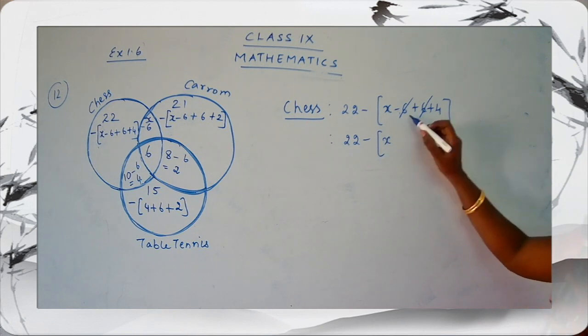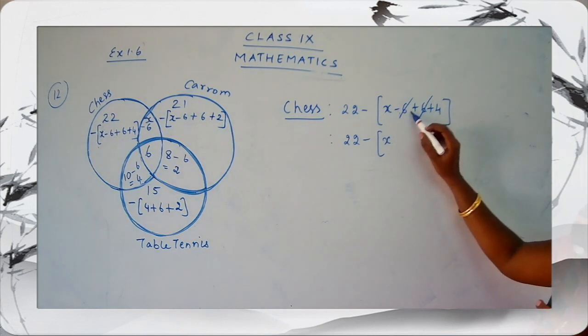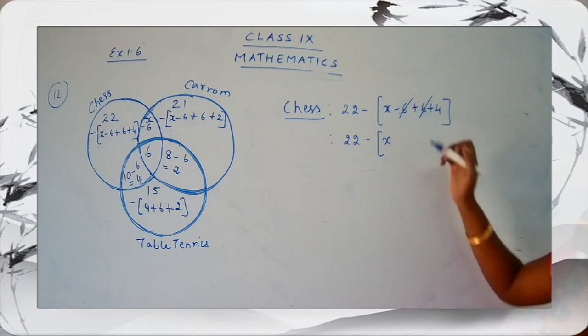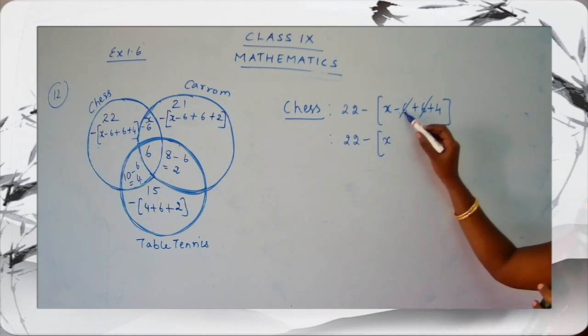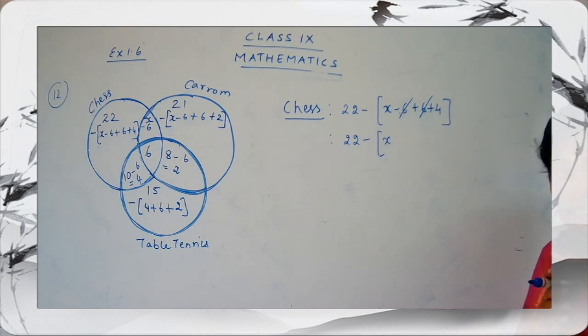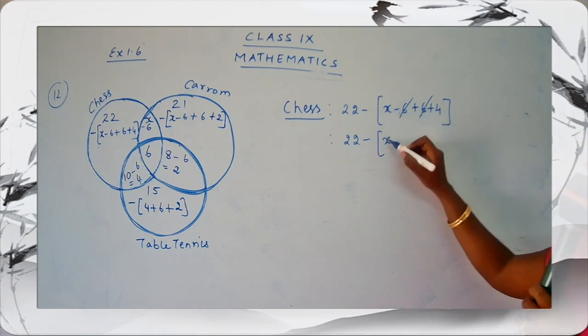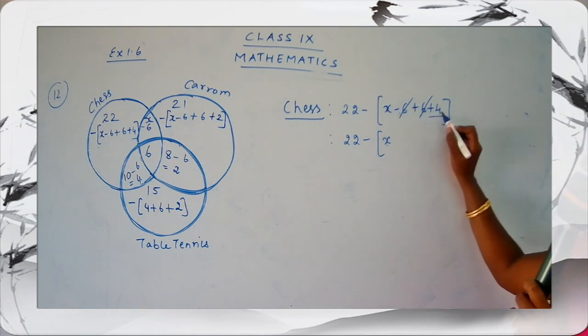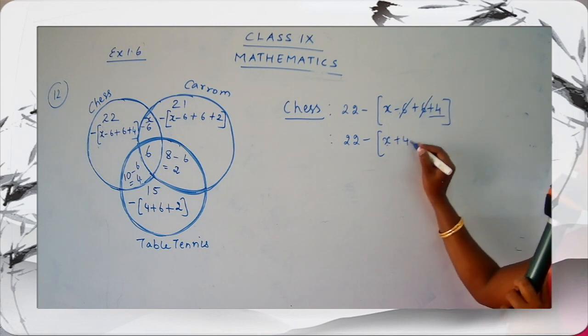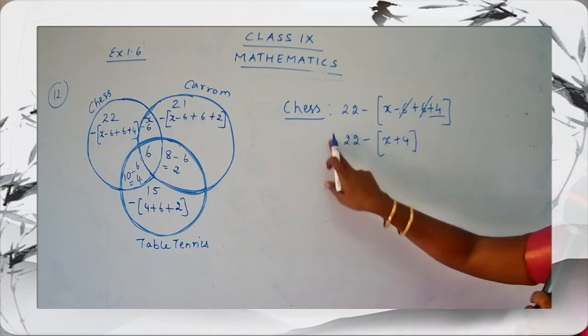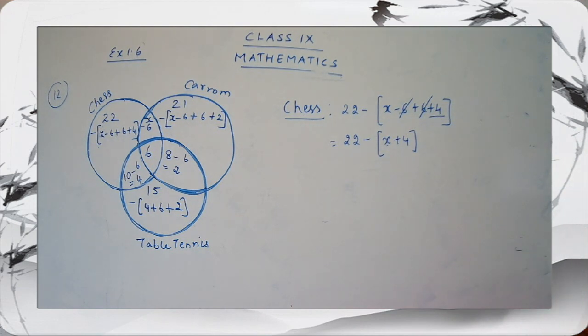But why are we cancelling here? We are cancelling because you are having the same number with a different sign. Minus 6 plus 6, that is 6 minus 6 gives you 0. So we are cancelling the term. So what is left here? X is left here. And what is left here? Plus 4 is left. So I have 22 minus x plus 4. I hope you people are clear with the step.